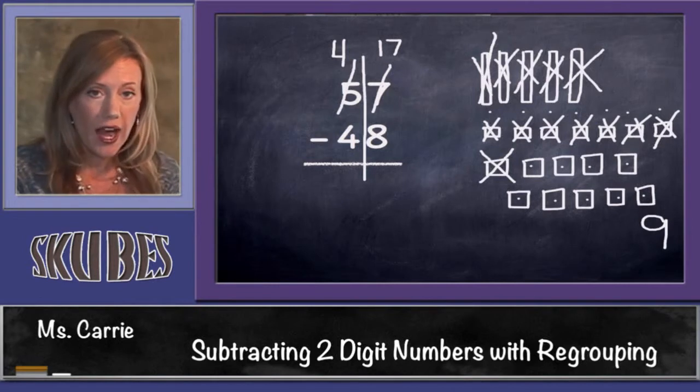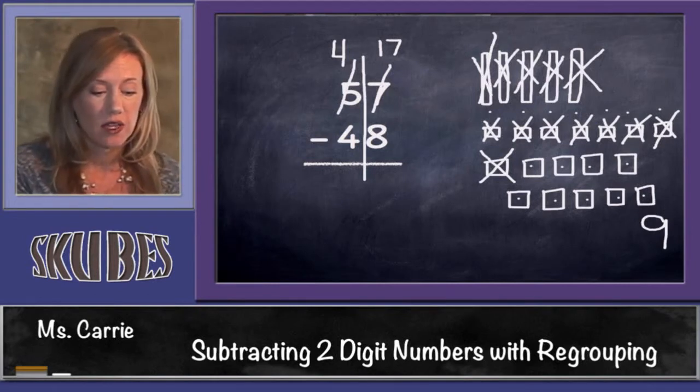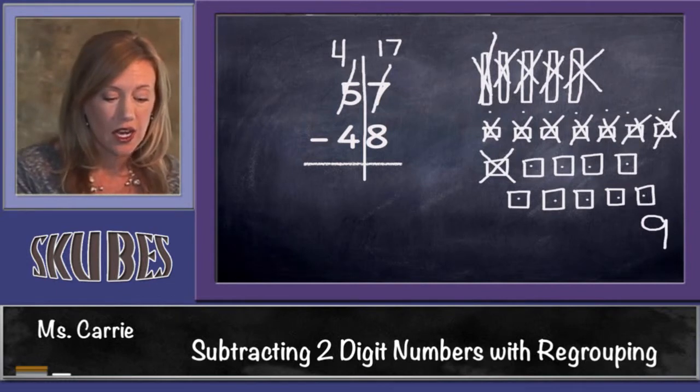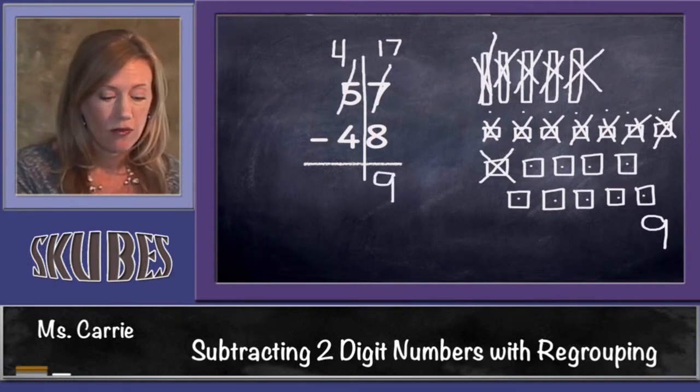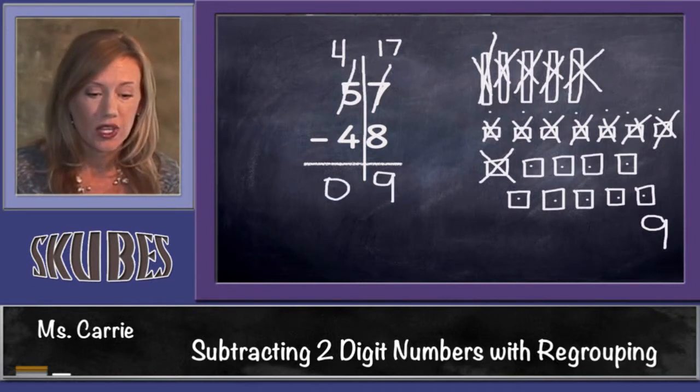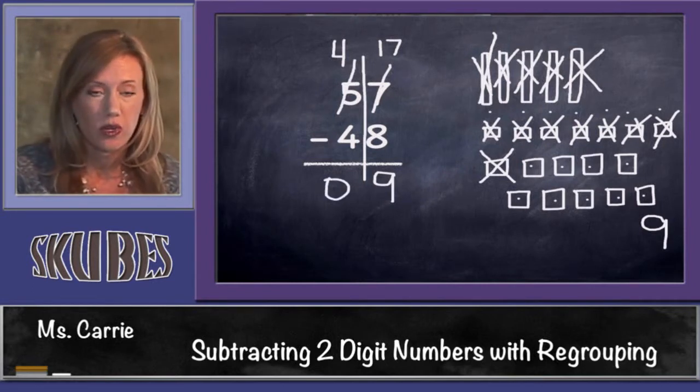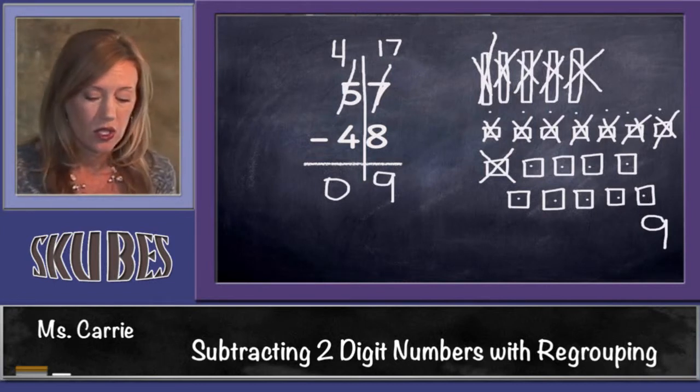Now we can subtract. We can take 17 minus 8. We know that 17 minus 8 is 9. And 4 minus 4 is 0. So our answer is 9. We get the same answer if you draw it out with pictures or if we do it this way. Let's look at another one.